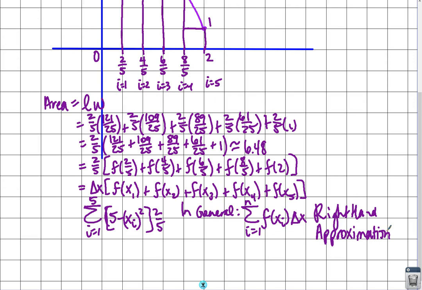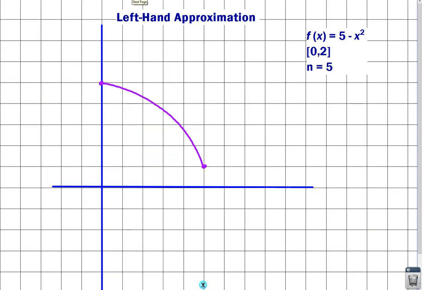Let's say we didn't want to do the right-hand side. What if we wanted to do the left-hand side? How does that change things? If you need to, you can draw this again, or you can write it on the same function. Either way is fine. So here's what we got. Start at 0, still have 2/5, 4/5, 6 over 5, 8 over 5, and 2. But now if I want to do a left-hand approximation, oh, this was still i equals 1.